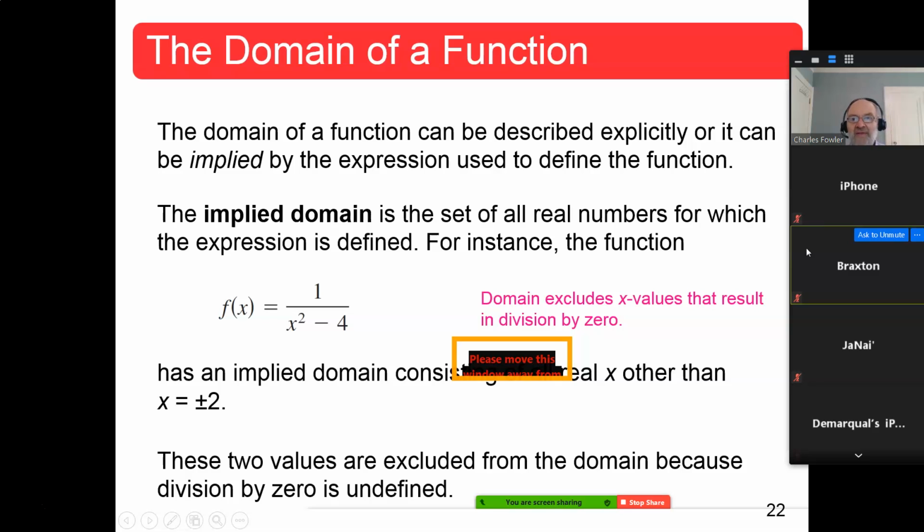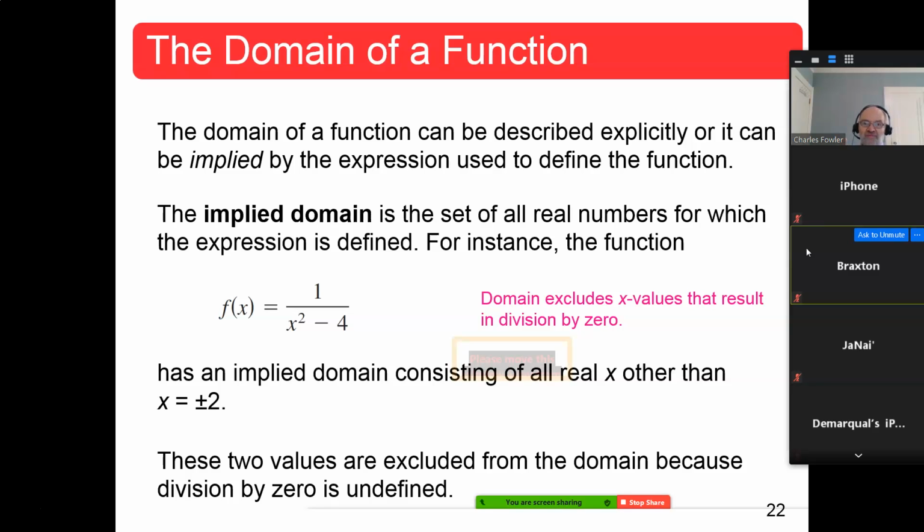That'll do it. Okay, the domain of a function can be described explicitly, or it can be implied by the expression used to define the function. Up till now we've been using mostly explicit domains. Remember when we had the times of day and the temperature? The explicit domain was, I believe, times 1, 2, 3, 4, 5, and 6, or something like that. Those were the hours of the day explicitly described. That was the explicit domain.